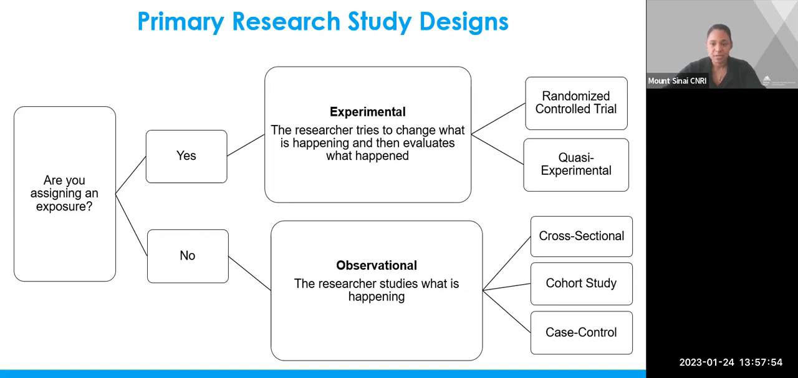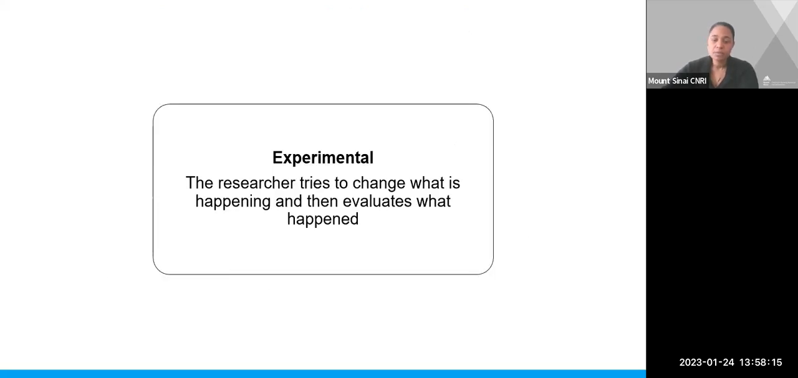Circling back to the boxes on your left, if your answer is no, and you're not assigning an intervention to a specific group, and you're just watching what happens, then you're doing an observational study. As mentioned previously, there are three types of observational studies. However, this presentation will focus on cross-sectional study design. We will first discuss experimental study designs. And to reiterate, experiments are when the researcher tries to change what is happening and then evaluates what happened.